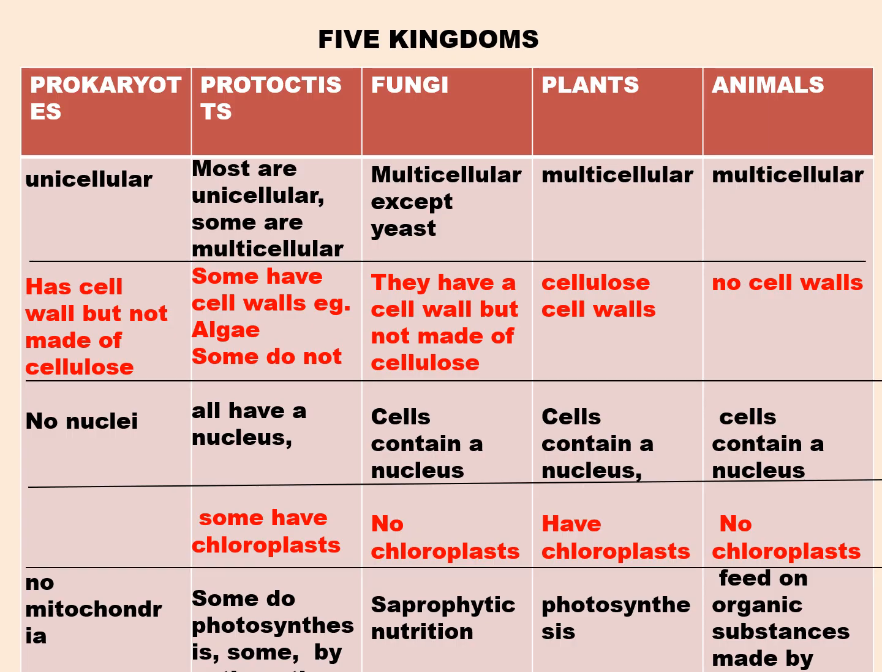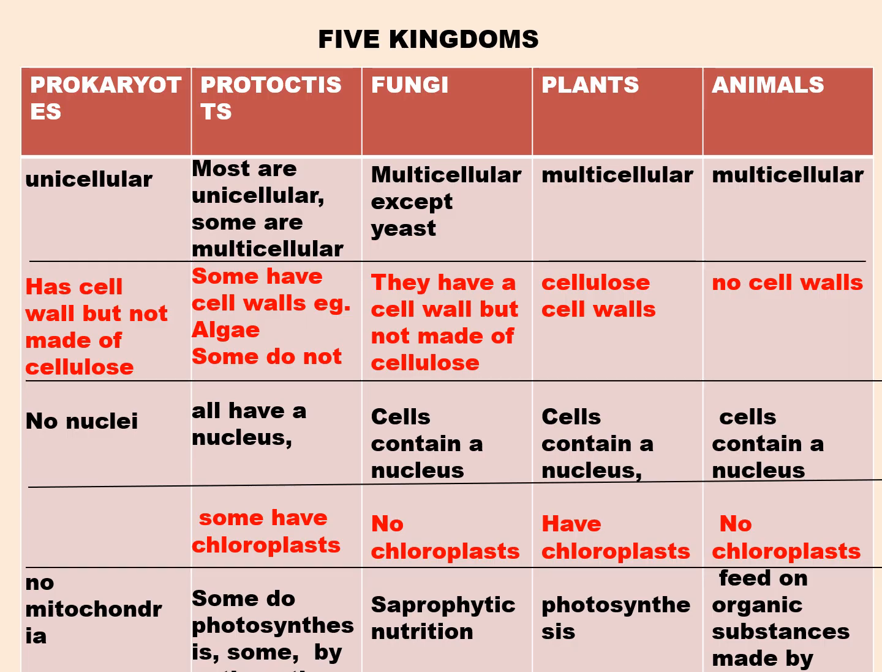Then the second feature is the cell wall. Prokaryotes also have a cell wall but not made of cellulose. Protists, some have cell walls like algae but some don't. Fungi, they have a cell wall but not made of cellulose. Plants, they have a cellulose cell wall and animals have no cell walls.